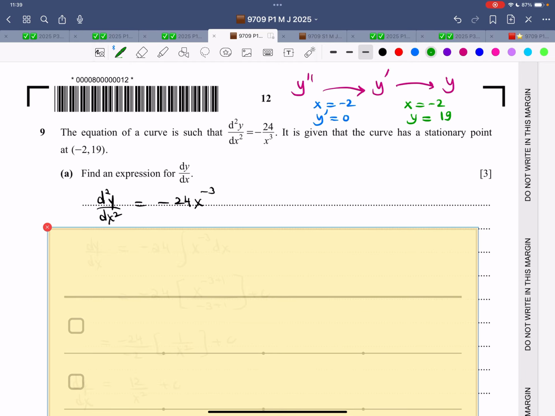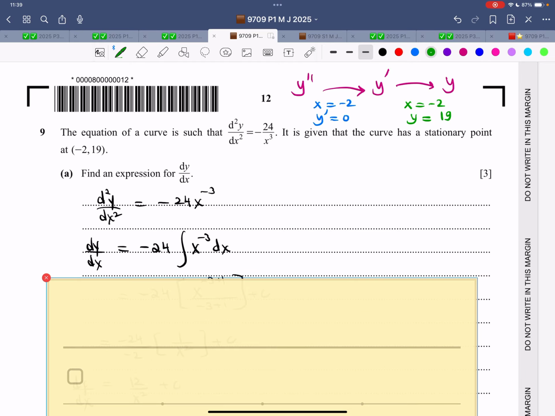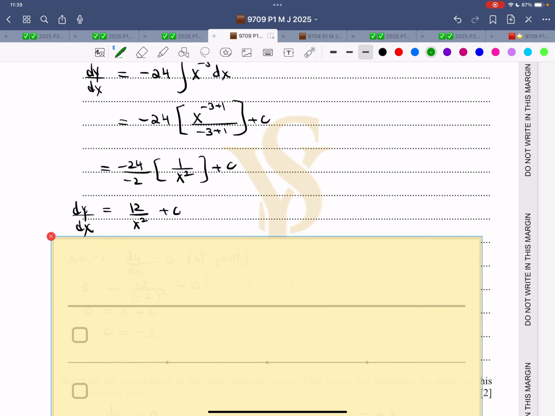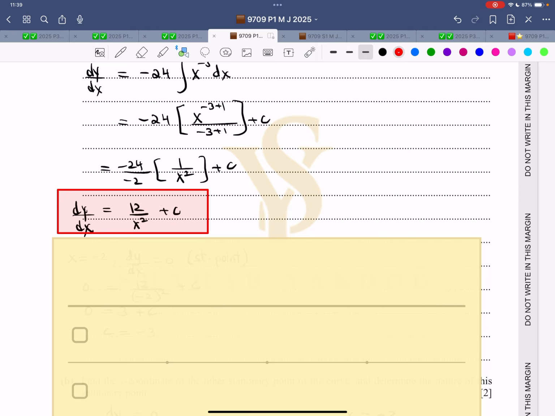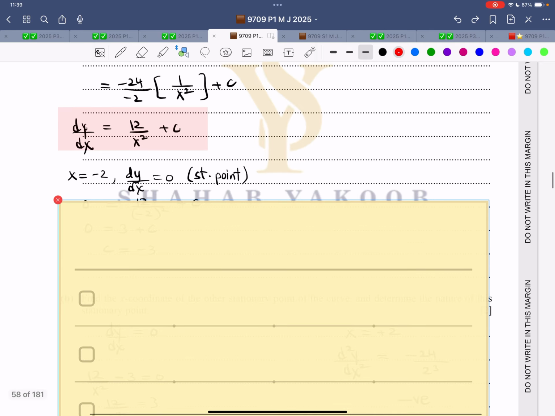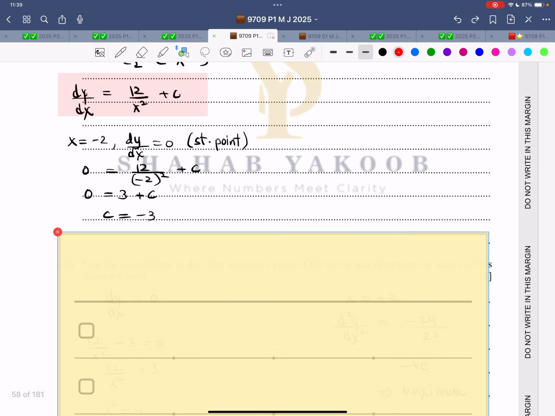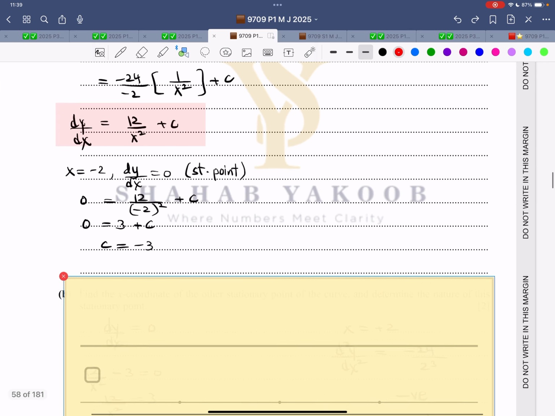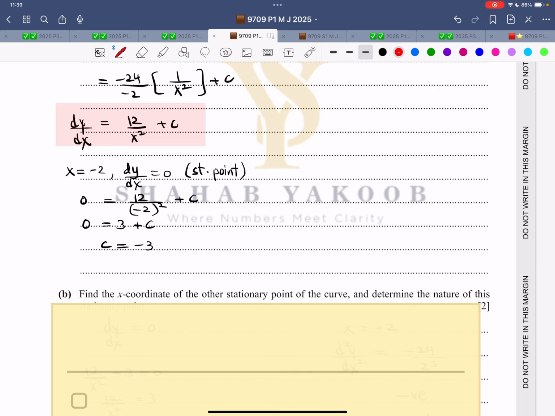Second derivative is written, and then I integrate it. This is basic integration. First simplify, then write this thing. Dy by dx is this thing. Then what do we do? We write x is -2, derivative is 0, stationary point, you find the value of c, c comes out to be 3, and that is how they have not written an expression. So let me write it. So therefore dy by dx is 12 over x square minus 3. That is the expression for dy by dx.